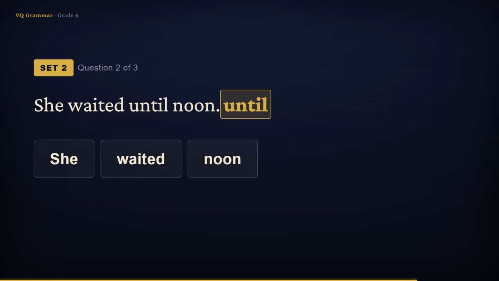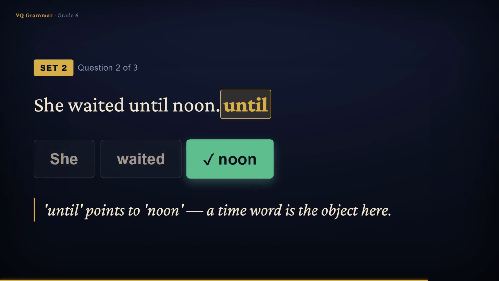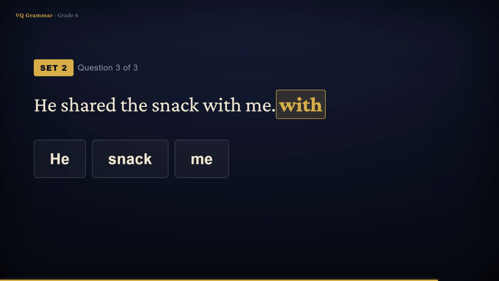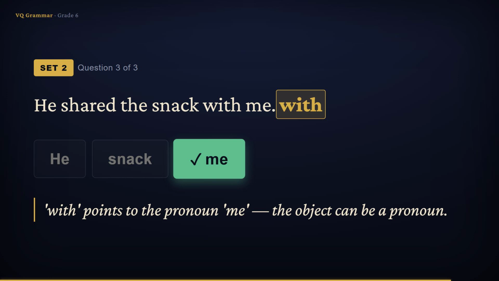She waited until noon. The preposition is until, a time word. What comes right after it? Noon. So the object of the preposition is noon. Objects can be times, not just places. He shared the snack with me. The preposition is with. What follows it? The pronoun me. Remember, the object can be a pronoun too, not only a noun. So the object of the preposition is me.